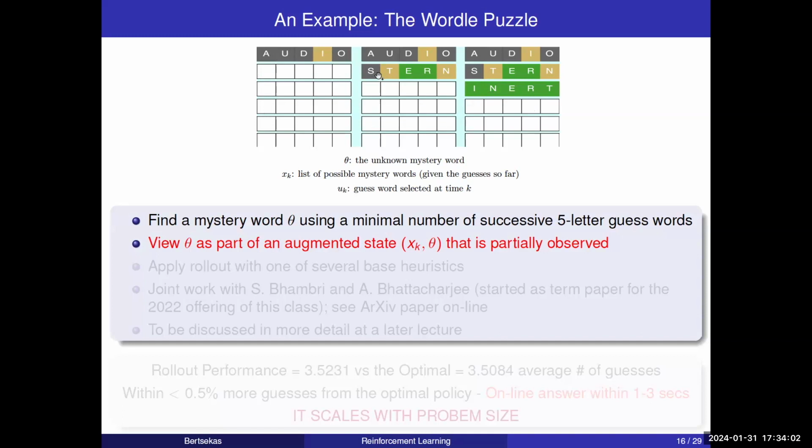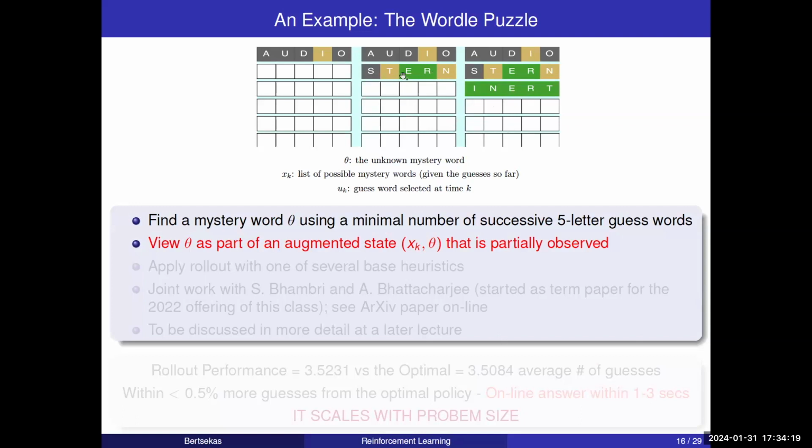Let's say you choose the word stern. It doesn't have to be a mystery word. It's one out of the list of eligible guess words. And then what is the response that you get? You get the response that there are 4 common letters between this word here and the mystery word.